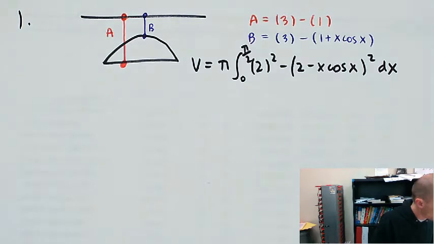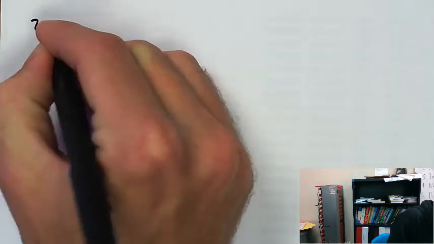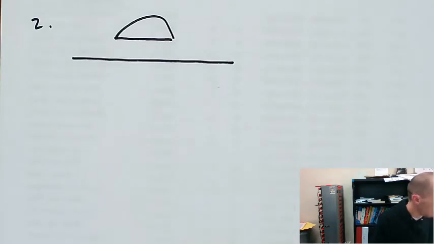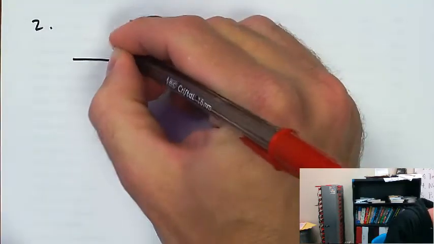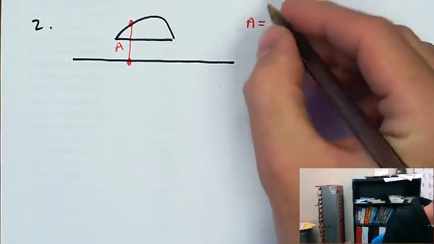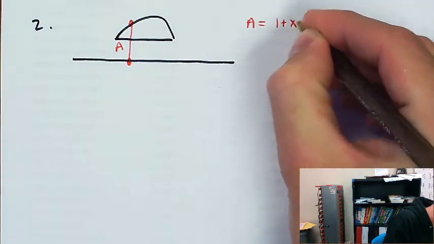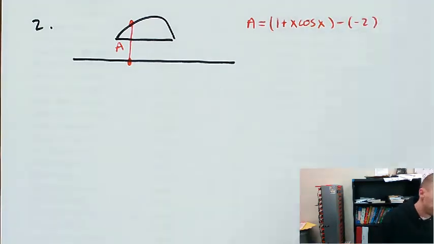The second one is we're going to rotate R around the line y equals negative 2. It's going to be pretty similar, but I'm going to sketch my region and sketch the axis of rotation, which is definitely going to be below. It doesn't matter how far below; the drawing doesn't have to be to scale to get the right idea. So you start at the axis and reach to the far side. That's the large radius, and it's going to be top minus bottom. That's y equals 1 plus x cosine x, minus the bottom, which is negative 2.